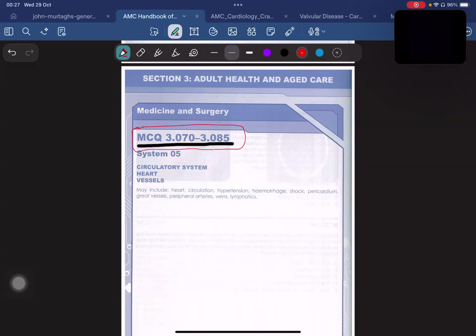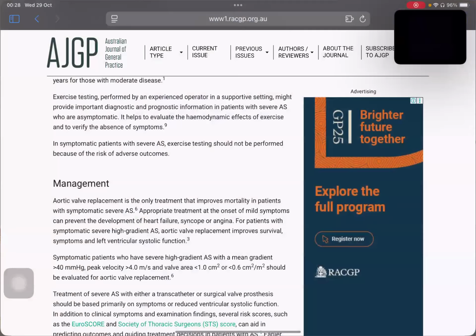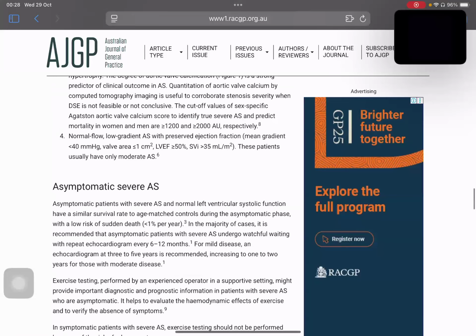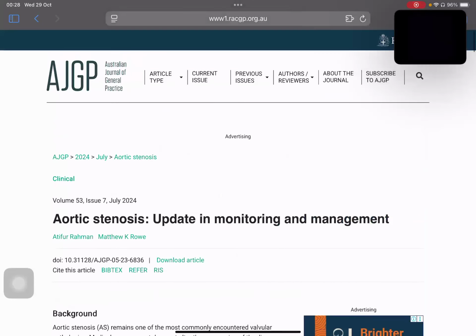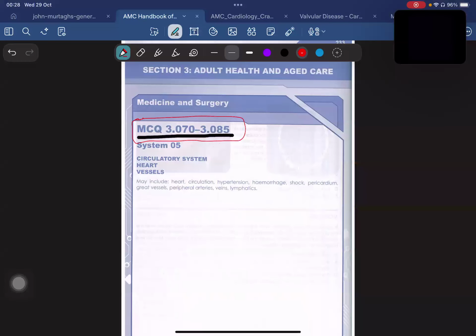Then again, I would like to say the handbook might be a little outdated, and could be not aligning with the most recent guidelines. So always type on Google, just like I showed earlier, whatever the disease and then RACGP. That way you could try to find the latest guidelines.